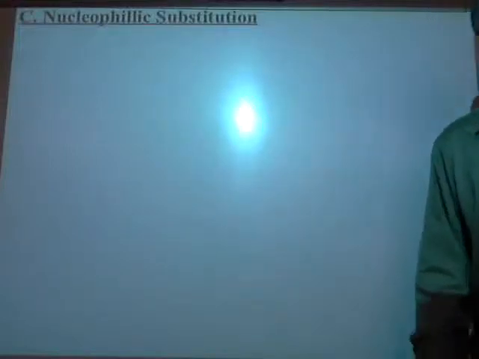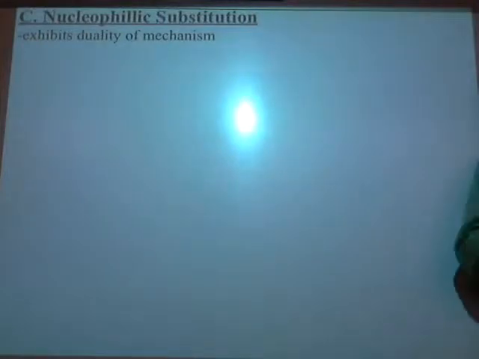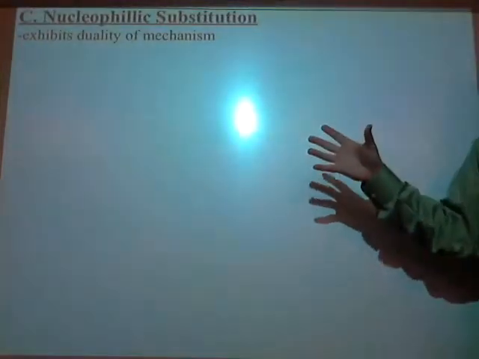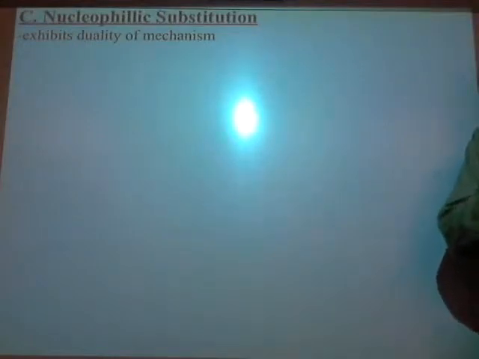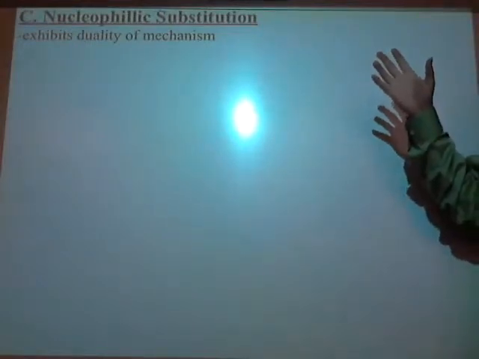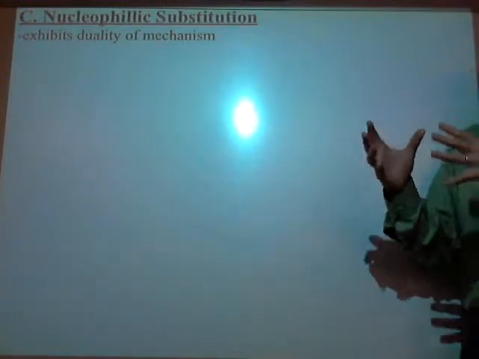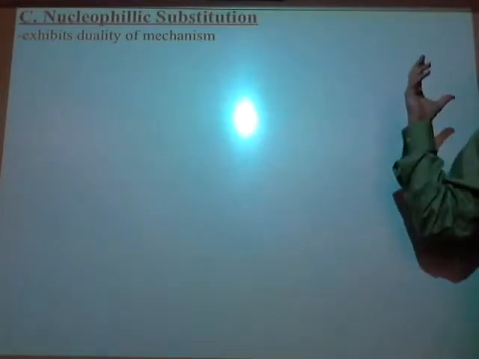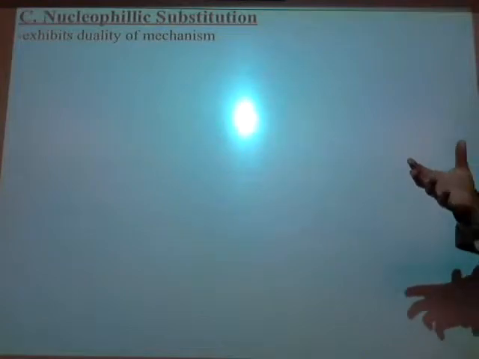Nucleophilic substitution, the last of the mechanisms. It exhibits duality of mechanism. The same exact reaction can go two different ways. That's the weird part about this. I could take a halogenated alkane, add water to it with the right catalyst, and get the same product, but depending on what alkane I used, it can go two possible ways.